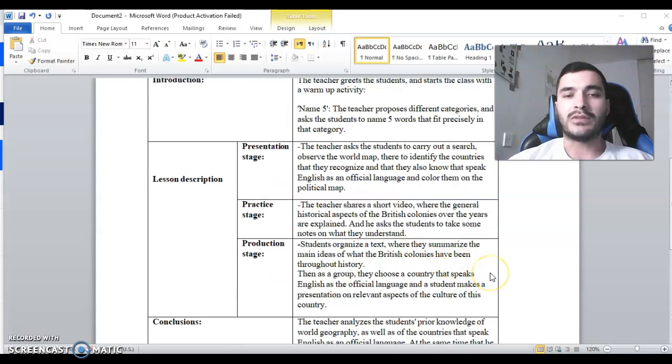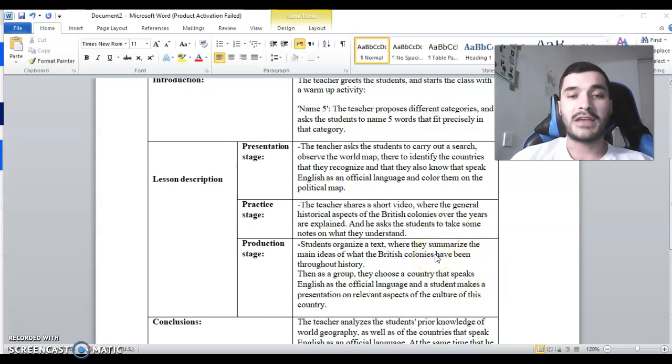Now I'm going to talk a little bit about the lesson description. As a presentation, we will ask the students to carry out a search, observe the world map, and there they will identify countries that they recognize, and that they are sure speak English as an official language or as a mother tongue, and they will color them.